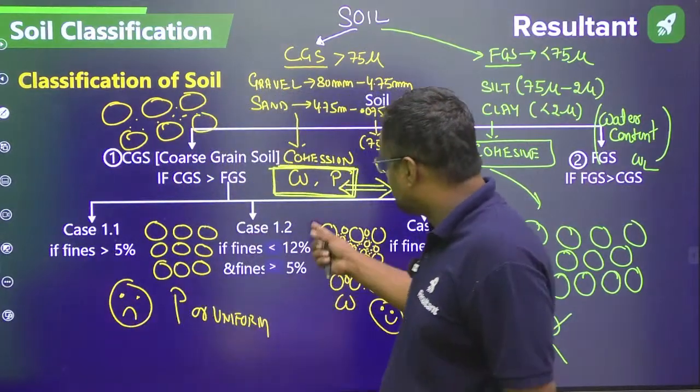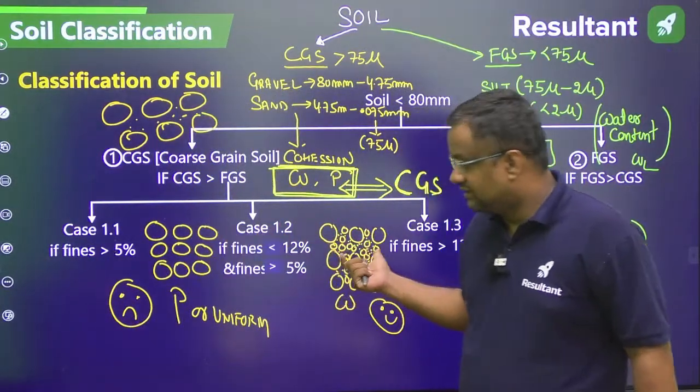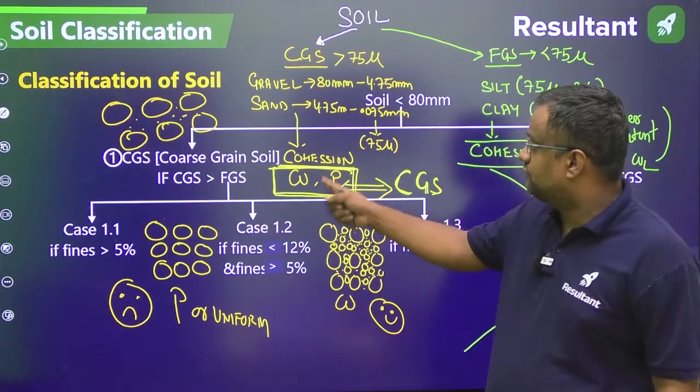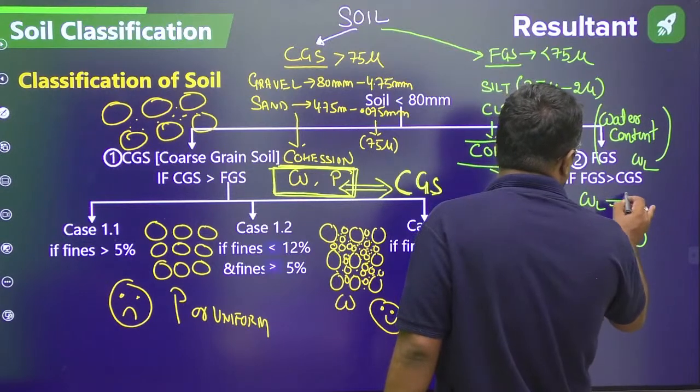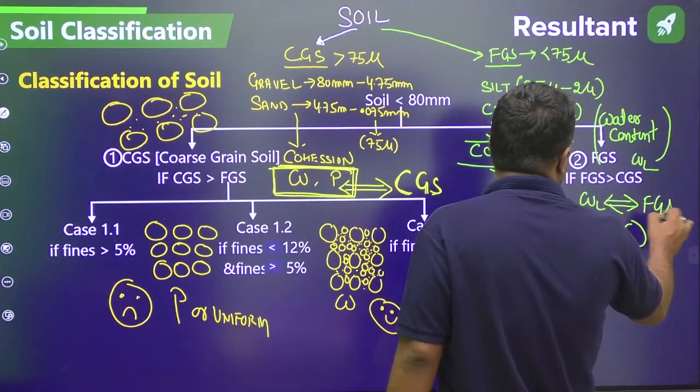So this is called gradation. It is poorly graded or well graded. This is gradation. So gradation is important for coarse grained soil, and liquid limit is important for fine grained soil.